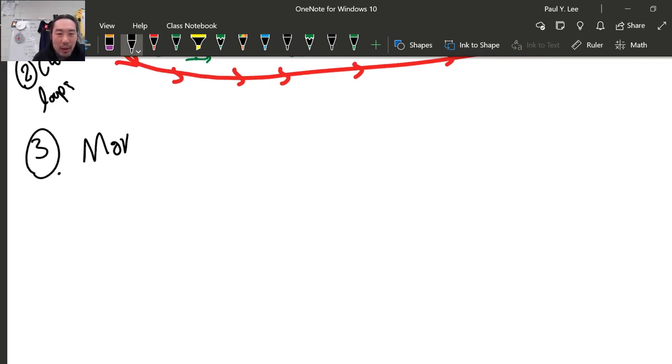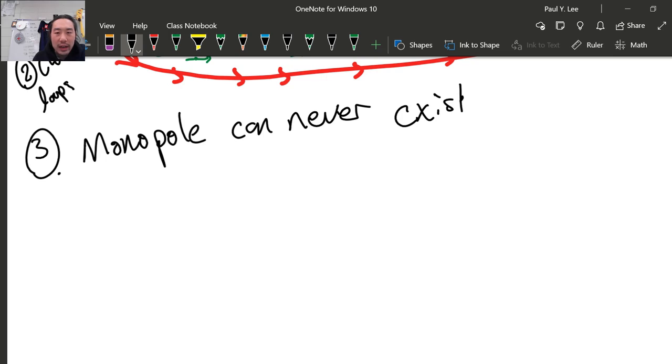The idea is the monopole can never exist. Okay, so mono just means one, which means that you can never have just a north side. You can just never have a south side. A north and a south must exist. So let's go over into this idea of why that's the case, right?